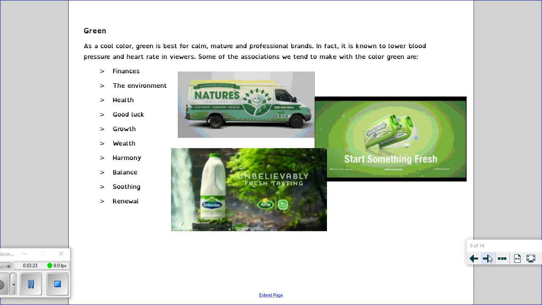Green is very good for calm, sort of professional brands, maybe a brand that's been around for a long time. In fact, surprisingly, it's known to lower blood pressure and heart rate in people who are looking at the adverts. Some of the associations we tend to make with the colour green are the environment and health, growth, I suppose that links to nature, doesn't it? Harmony and balance, and something being very soothing.